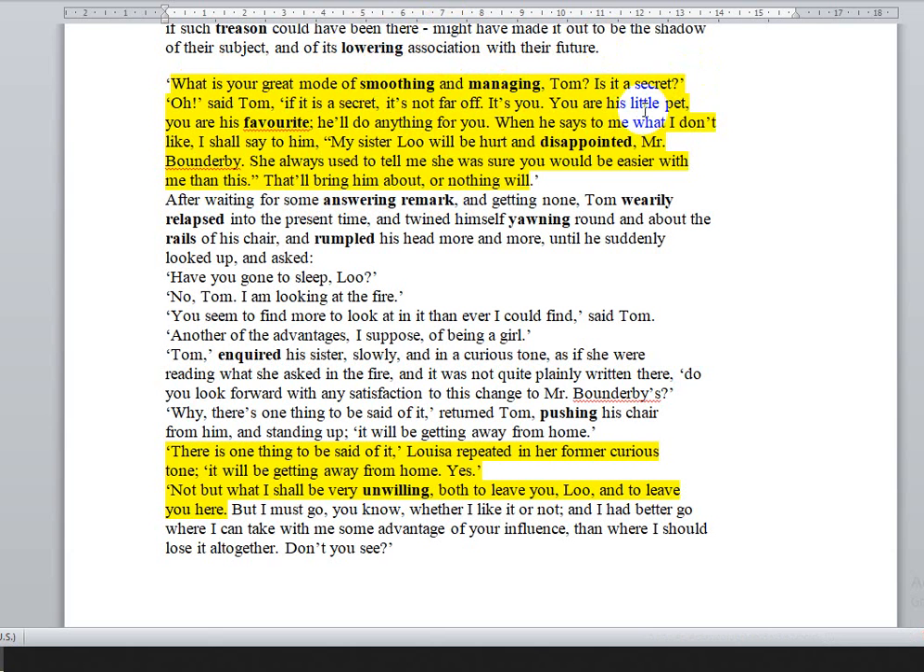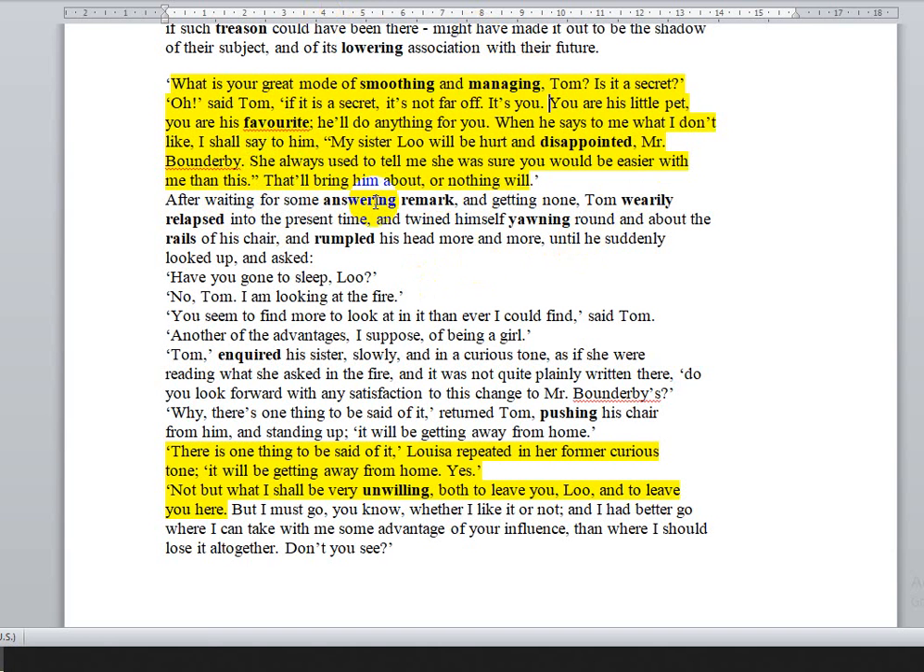It is not a secret. You are his little pet. Tom describes Louisa as a pet. You are Bounderby's little pet. So Tom says that Louisa is Bounderby's little pet. He likes her. You are his favorite. He will do anything for you. When he says to me what I don't like, I shall say to him, my sister Lou will be hurt and disappointed. Mr. Bounderby, she always used to tell me she was sure you would be easier with me than this.